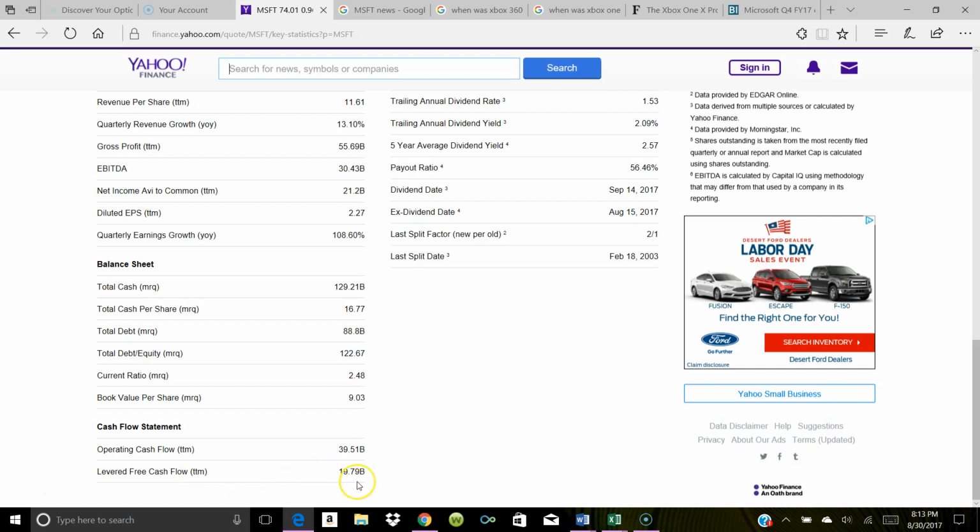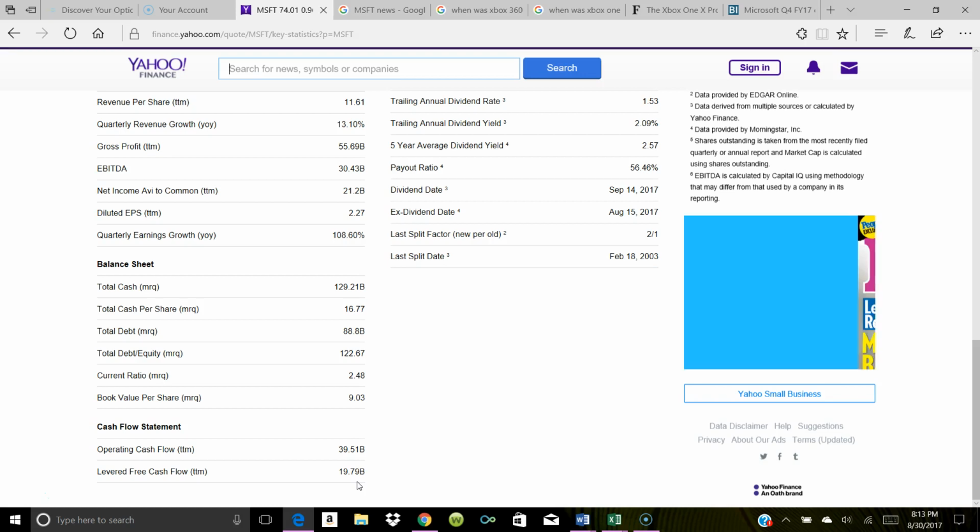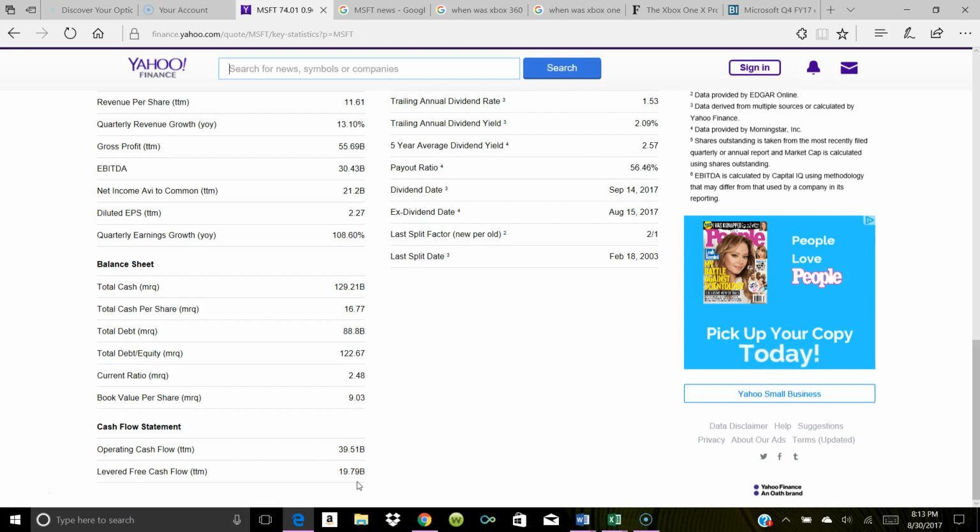Trailing 12 months. $20 billion. They're parking $20 billion somewhere. They're not parking all that in the United States. They're not getting taxed on all that, believe me. They're parking a hefty chunk of that overseas with Apple and the rest of these conglomerates.